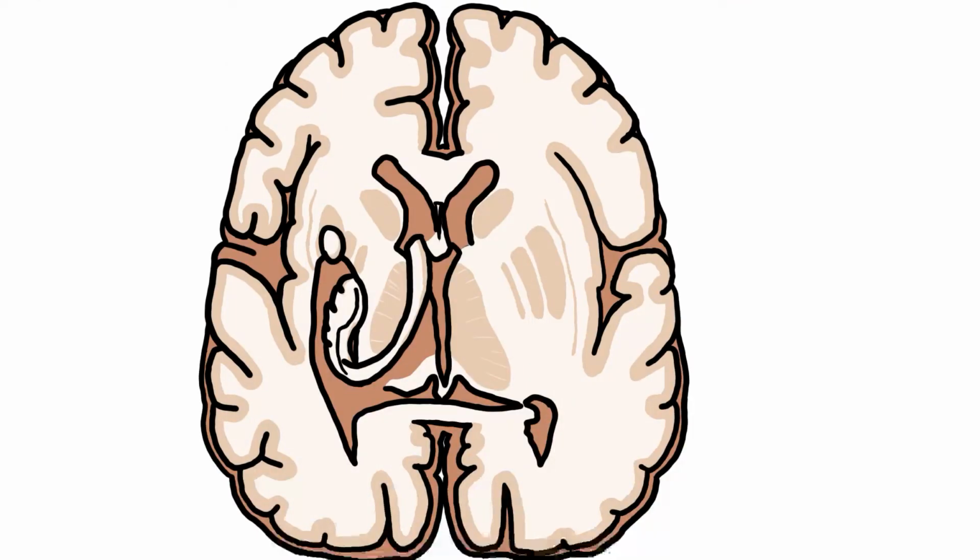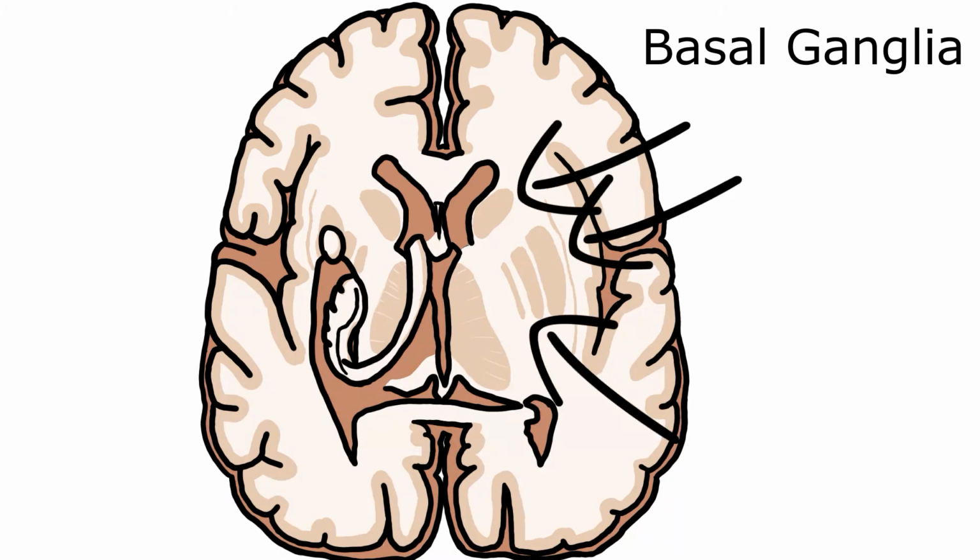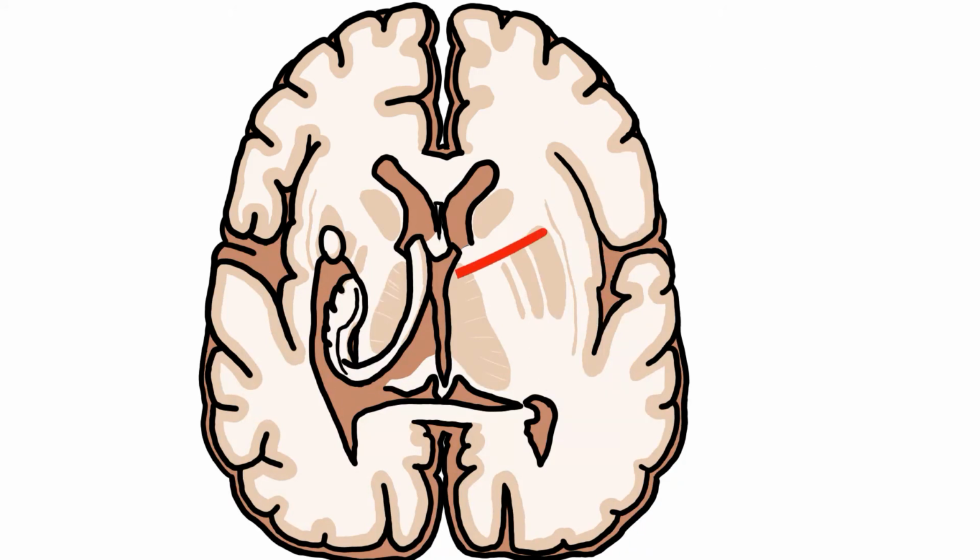Now there are some deeper structures that are important to know. So you have the corpus callosum. It is a fibrous band that connects both the hemispheres of the brain. You have the basal ganglia, which includes the caudate nucleus, the putamen, the globus pallidus, etc. You have the hippocampus and the amygdala, which are included in the limbic system for emotions and memory.